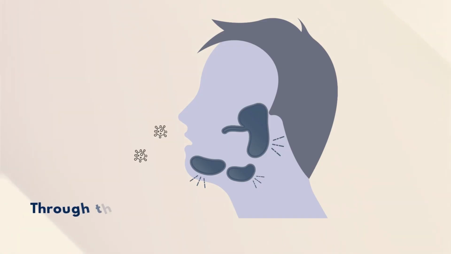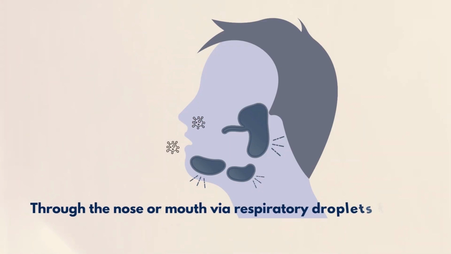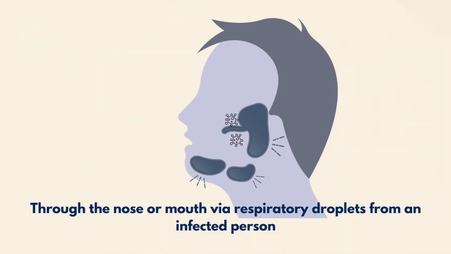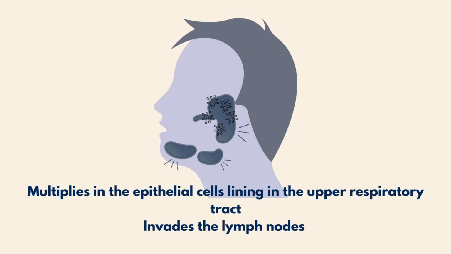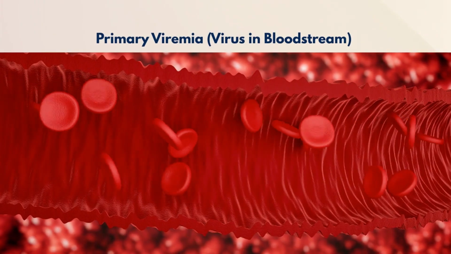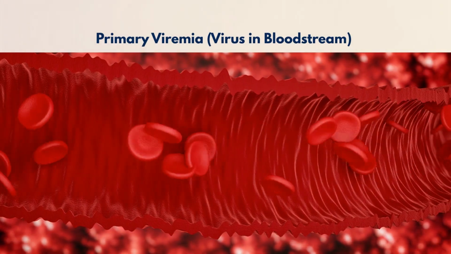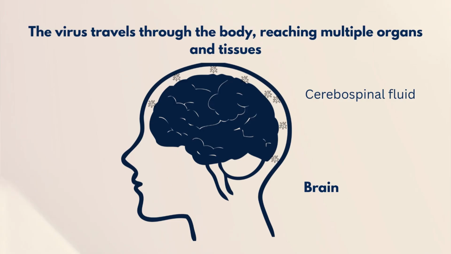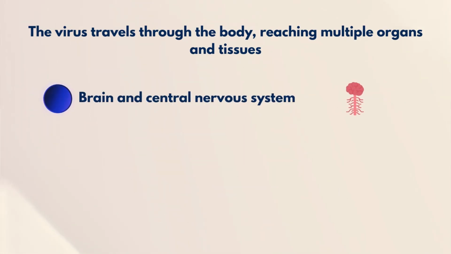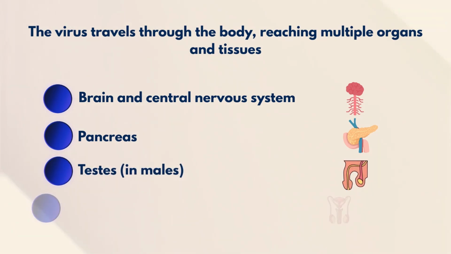The mumps virus enters the body through the nose or mouth via the respiratory droplets from an infected person. The virus initially multiplies in the epithelial cells in the lining of the upper respiratory tract. It invades the lymph nodes, leading to a mild local immune response. The virus enters the bloodstream in a process called viremia. It travels through the body, reaching multiple organs and tissues. It spreads to the brain and the central nervous system, to the pancreas, to the testes, and to the ovaries.